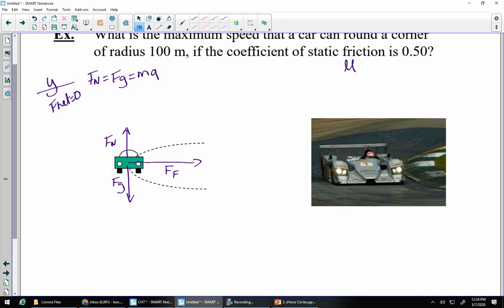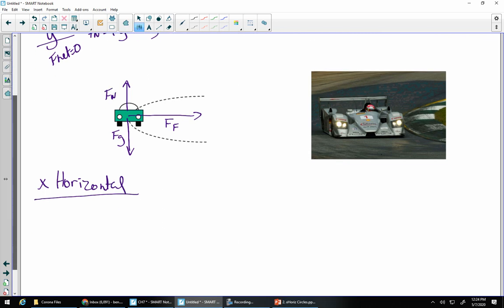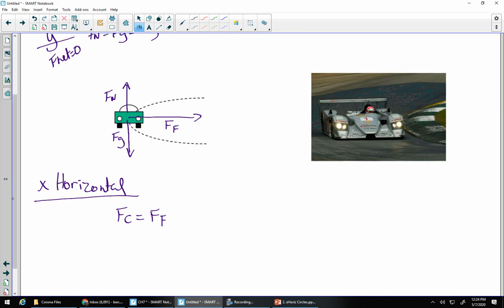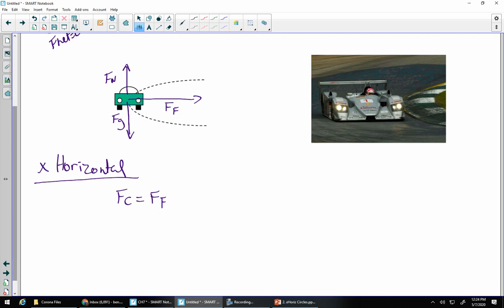And I'm just going to make a little note that's equal to m times g. In my horizontal component, or my x component, here's what we've got. We've got Fc is equal to our friction force. Nice. So the car is asking for our maximum speed. So let's go through and let's start to expand on this, and we'll see if we can find maximum speed.